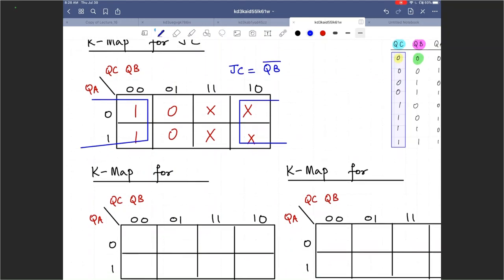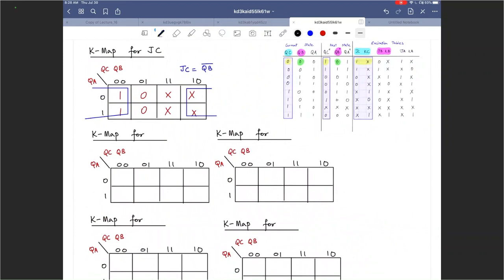Now, if I come down here and go to KC, what would be KC? KC would be 4 X's and then 1 0 X 1. Right. Now I start combining the ones. How should I combine the ones in this case? I think the best way to do this.